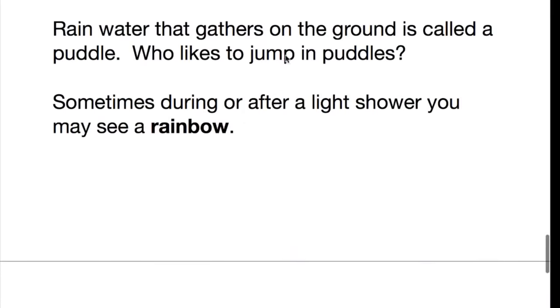Okay. Here's a fun little one. Rainwater that gathers on the ground is called a puddle. So rainwater that gathers on the ground is called a puddle. Who likes to jump in puddles?